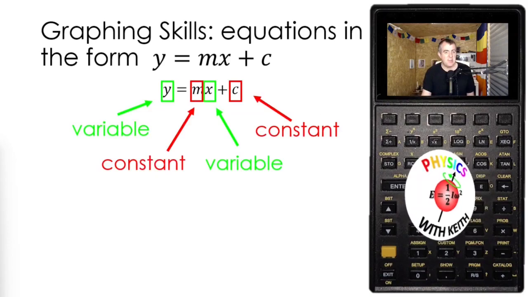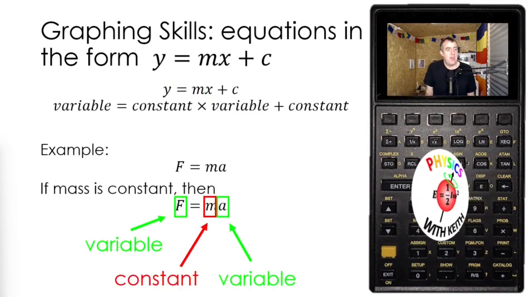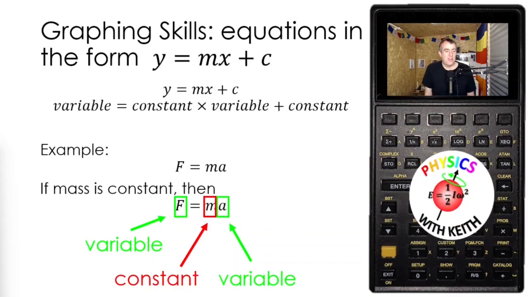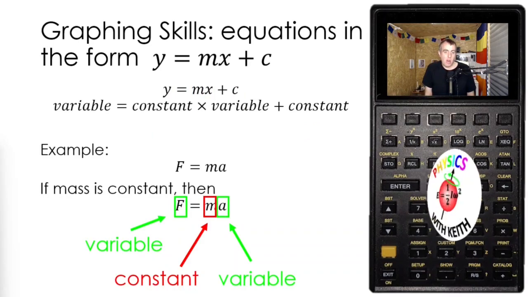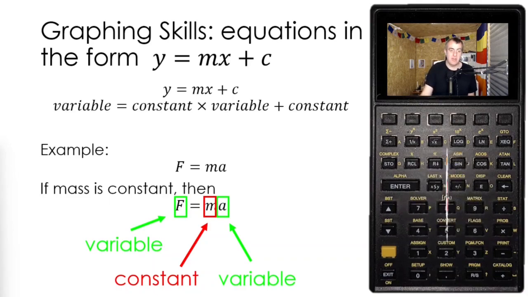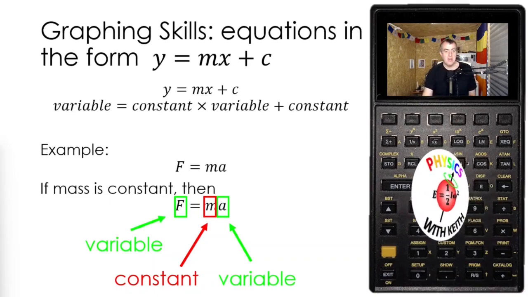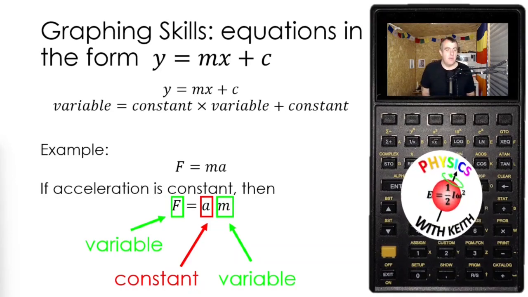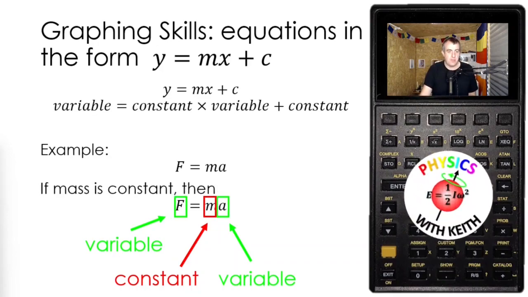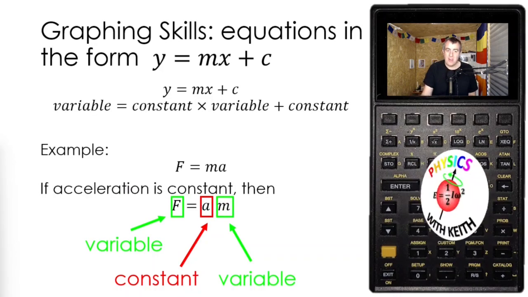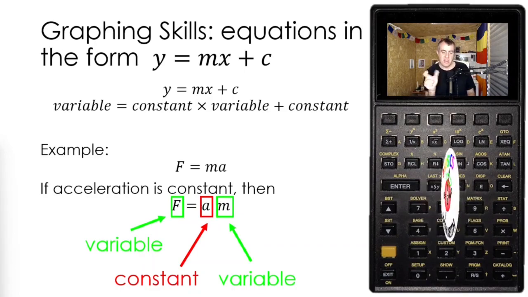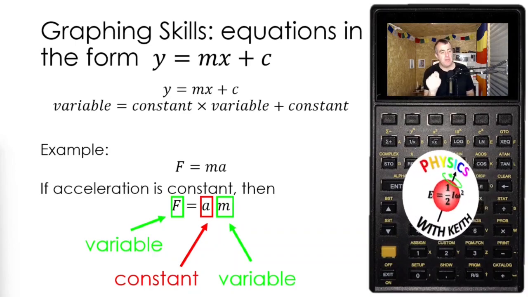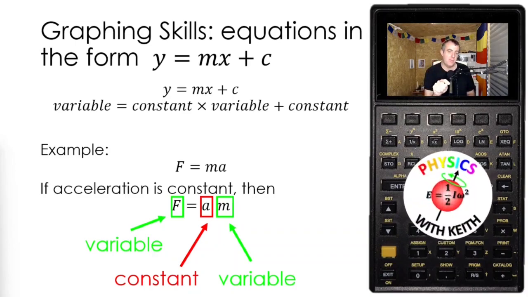So let's take a nice easy example of something we want to get in that form. F equals ma. That's kind of already in that form. That's variable equals constant times variable plus 0. So we expect a y-intercept of 0, and the gradient would be the mass. That's nice and convenient. If we plotted it this way round, so if acceleration is constant, then we have to switch the a and the m around. Not a big deal, but we've now got m as the variable and F as the variable.